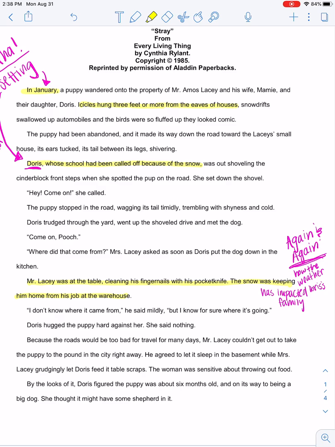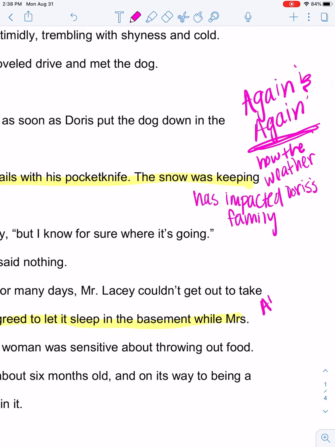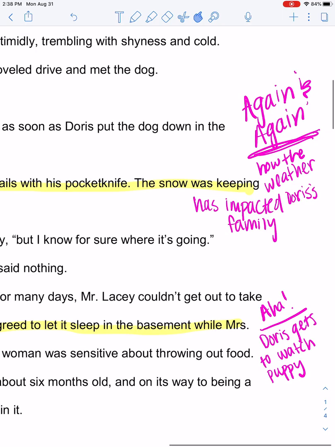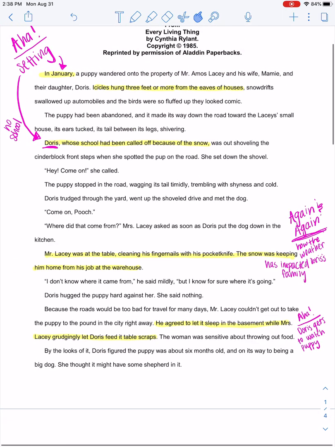So, I'm going to highlight where he said he agreed to let it sleep in the basement while Mrs. Lacey let Doris feed it table scraps. And I'm going to say that this is an aha moment because Doris gets to watch the puppy. So they've said, like, nope, we're not going to keep it. But since the roads were so bad, again, talking about that again and again, Doris gets to keep the puppy for a little while.